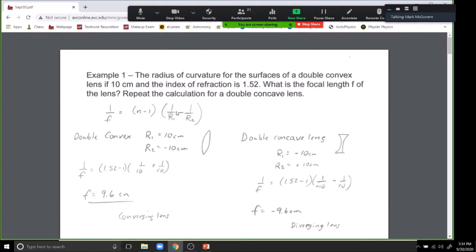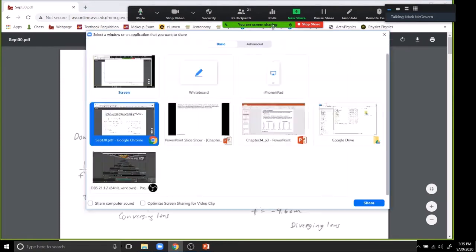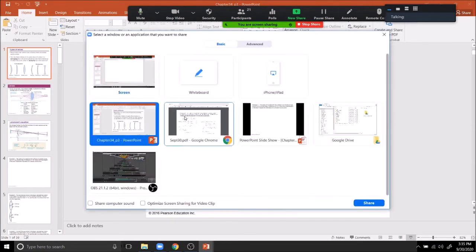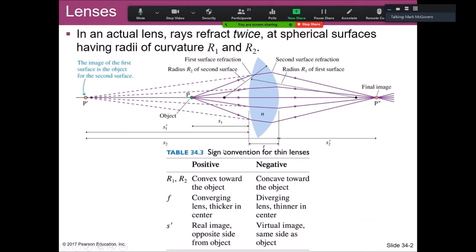So our index of refraction is 1.52, so it's going to be 1.52 minus 1. And for double convex, we have two radii of curvature, right? For the first surface, that's convex toward the object, that's a positive 10. The other one is concave toward, and that's going to be a negative 10. The first surface is a positive radius of curvature, and the second one's negative, due to the conventions that we've laid out. In this example, we have a radius of curvature on the left that's convex toward the object, so that's positive, but this one over here would be negative because it's concave toward the object.